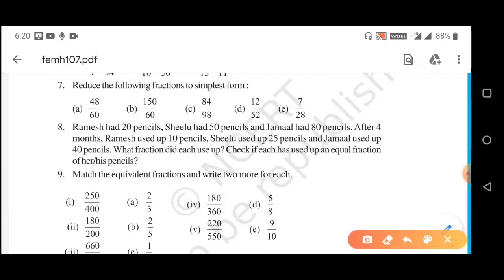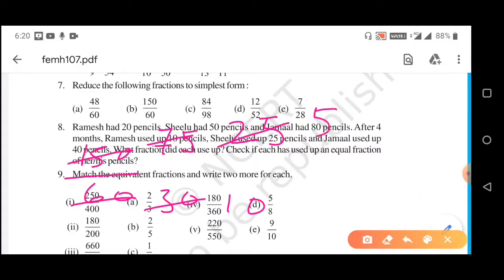Question number B, 150 by 60. Here also the smallest number will be 2, by which we can divide both the numbers as we have 0 in the ones places. So if we divide it by 2, 75 by 30. Now we can divide 75 by 3, 25, 30 by 3, 10. Now we can divide 25 by 5, 5 5s are 25, and 10 by 5, so 2. Answer will be 5 by 2.